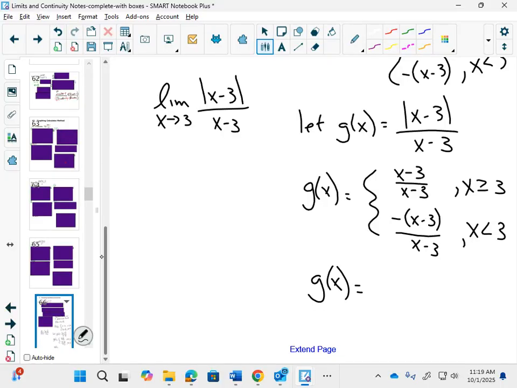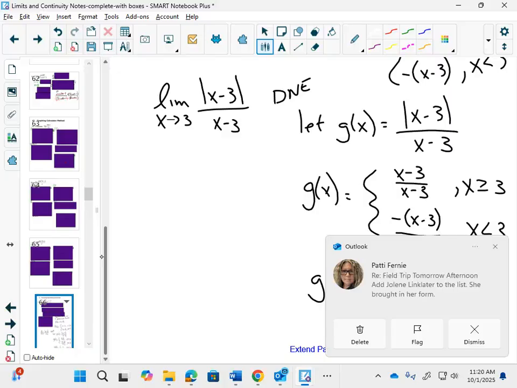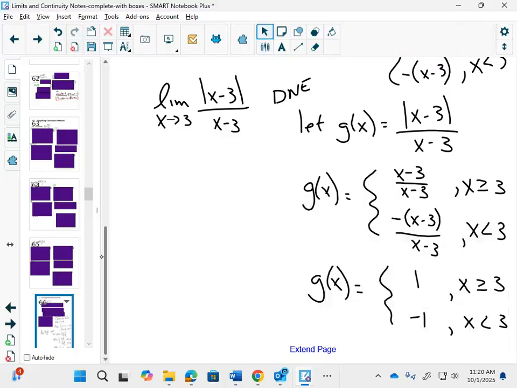If I write it as a piecewise function, I actually can simplify this, right? Because this over this is just 1. And this over this, they would cancel out, and that would be just -1. And as a piecewise function, from the left, it's always going to be -1. From the right, it's always going to be +1. So we can tell that this does not exist based on that. So rewriting an absolute value as a piecewise function can be very, very helpful.